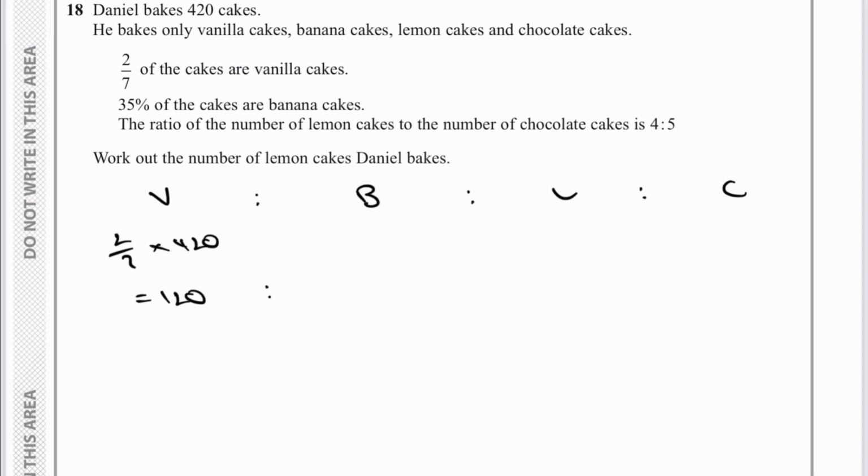Okay, so that's fine. So let's have a look. 35%, I'll make it into a decimal. 0.35 times 420 is going to give us 147 cakes are going to be banana cakes.